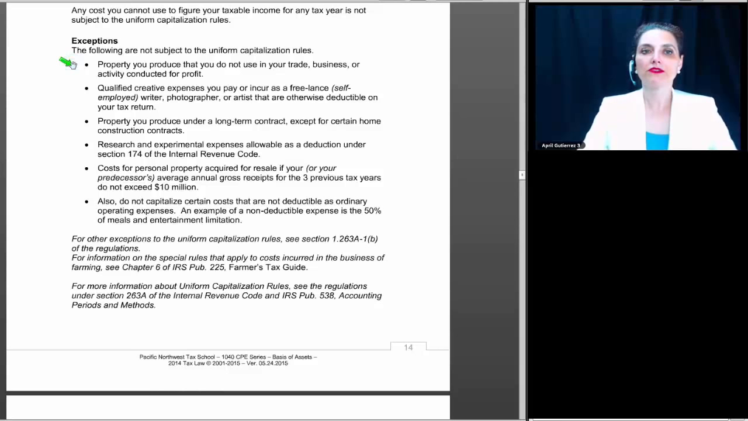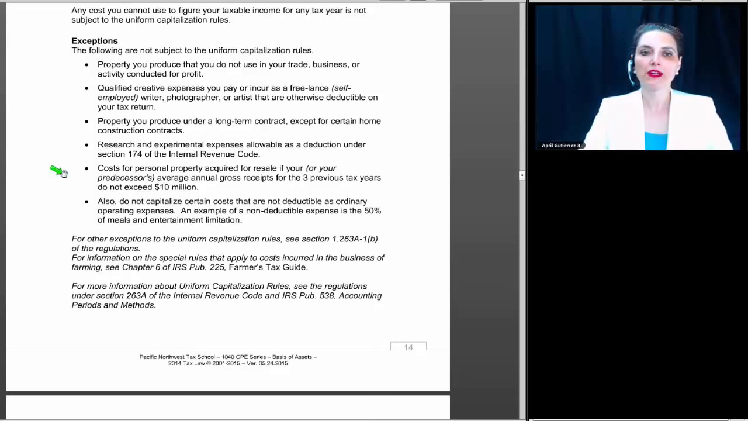Property you produce that you do not use in your trade or business or activity conducted for a profit, or qualified creative expenses that you pay or incur as a freelance, that is, self-employed writer, photographer, or artist, that are otherwise deductible on your tax return. Property you produce under a long-term contract except for certain home construction contracts. Research and experimental expenses allowed as a deduction under Section 174.